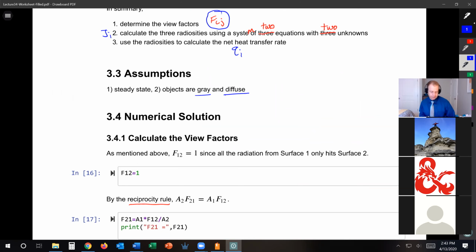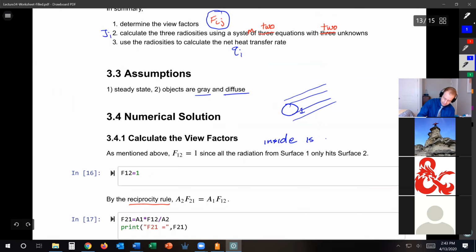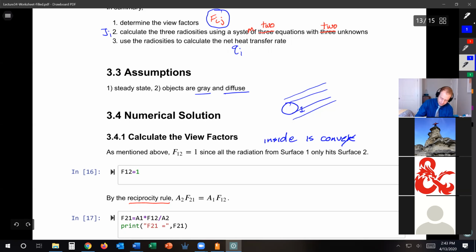So view factors. I know that the inside pipe, which I'm calling 1, or the inside cylinder, doesn't see itself because it's convex. That means that F11 has to equal 0. And that means F12 has to equal 1. And you can see that from just looking at the picture, or you could see it from the summation rule. F11 plus F12 has to equal 1. This goes to 0. So F12 equals 1.